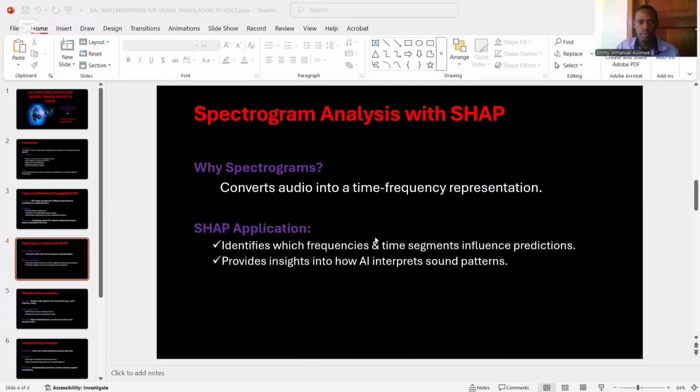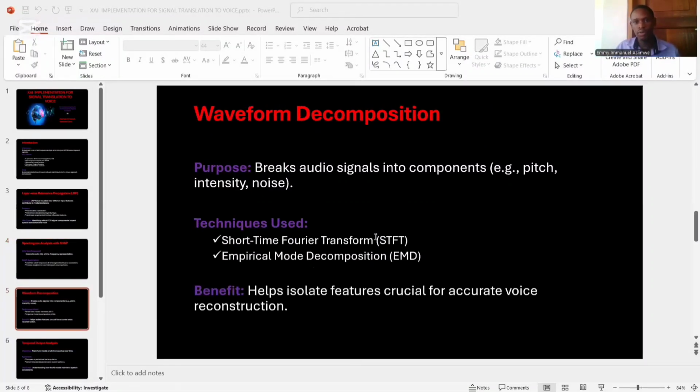Next is the wave decomposition. The purpose of the wave decomposition was to break audio signals into components such as pitch, intensity, and noise. So we break these audio clips into different patches. The use of these patches was for us to understand which part was very crucial in the process and which part provided better results. We use techniques such as short-time Fourier transform and empirical mode decomposition, EMD. The benefit was to help us isolate features crucial for accurate voice reconstruction.